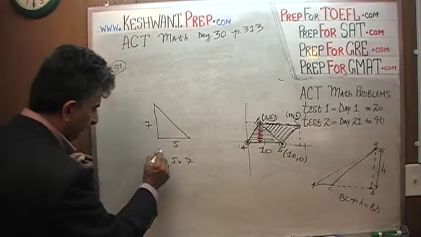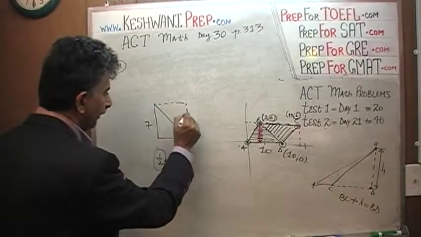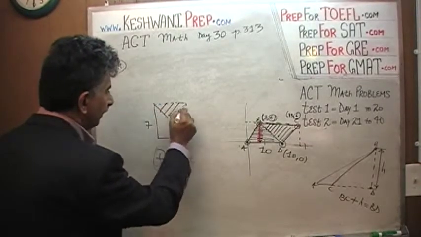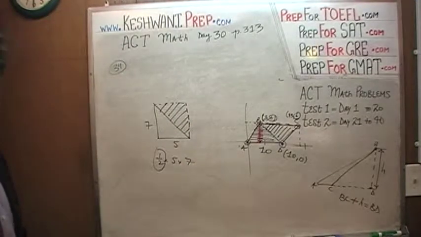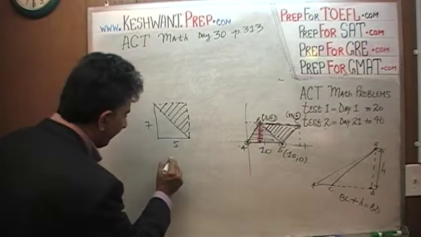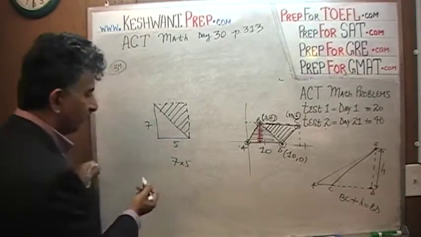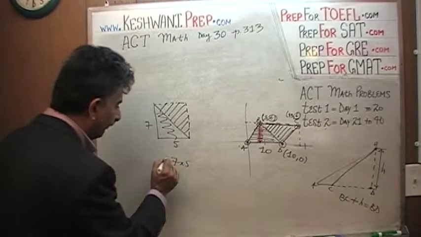What I'm trying to make you understand is, why is it 1/2? It's 1/2 because it's a rectangle where half of it is missing. And how do you find the area of a rectangle? The area of the rectangle would have been 7 times 5. And therefore, the area of this particular triangle would be half of that.